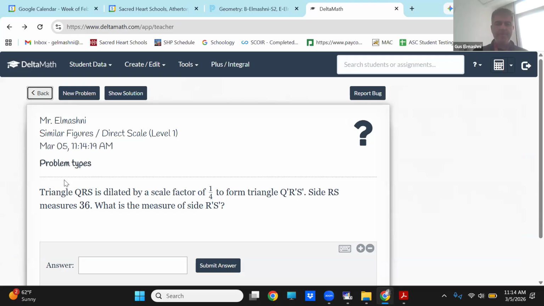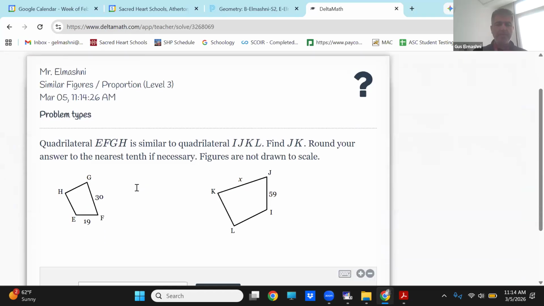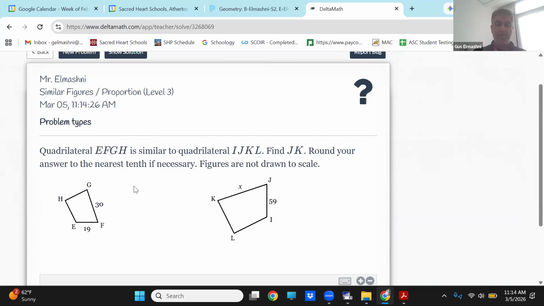So yeah, I mean, I could go through all this, but similar figures, proportions, level 3. Quadrilateral, this is similar to that. They want us to find JK. Okay. So JK lines up with what side? Yeah, correct, right. So you're gonna want to say, okay, cool, 19 over 59. If I compare this with this, it will be 30 over X. And I trust you guys can just cross multiply and work that out.